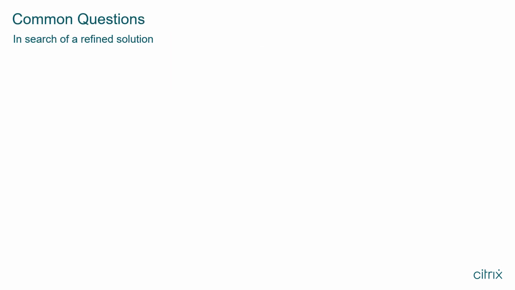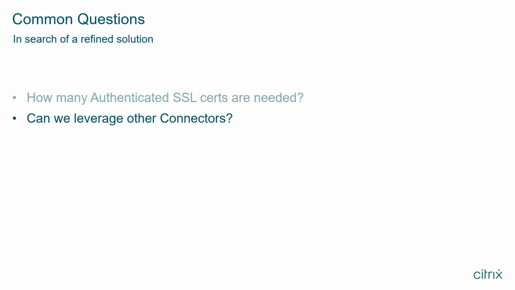Now, once we started and we're looking for a solution refinement, one of the questions that comes to mind is, well, how many authenticated SSL servers do we actually need for this solution? Can we leverage other connectors, for example, Citrix Files connectors, not just Citrix apps? And since we're bolting multiple systems together, how can we make sure that the surface of attack is kept at the minimum?